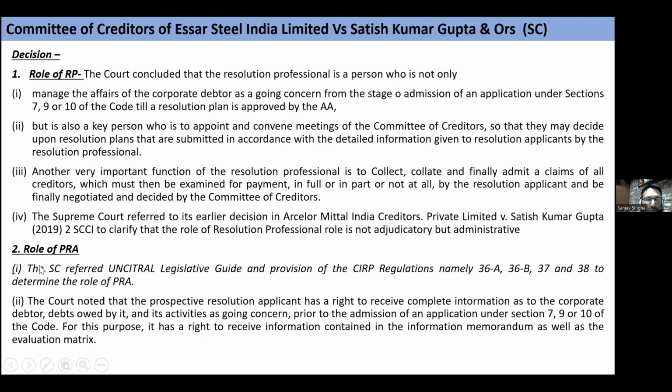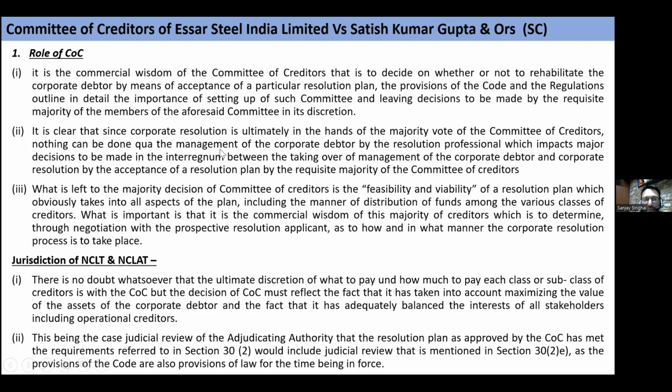Role of PRA, in this also the Supreme Court did a very detailed study. Ancestral legislative guidance and provision of CIRP regulation has been referred by the Supreme Court. Role of COC: you can also read that the Supreme Court said the commercial wisdom of COC will prevail, and NCLT or the NCLAT cannot interfere in the commercial decision of the COC.